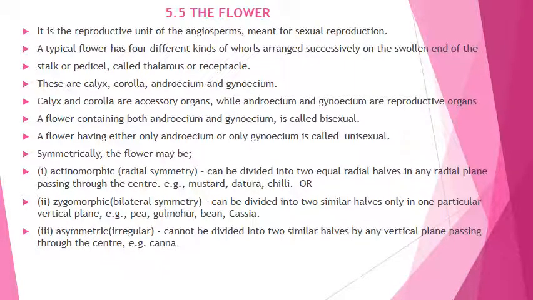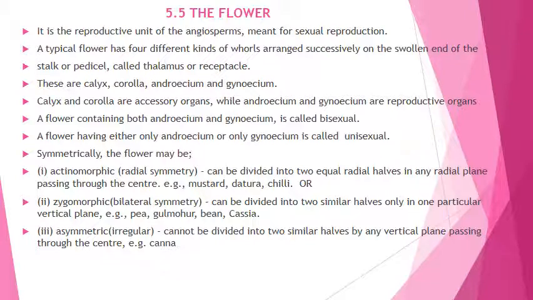Now when we discuss the flower, the first thing is that the flower is the reproductive unit of the angiosperm. Angiosperms are those plants which have flowers, and it is only meant for sexual reproduction and to attract insects. A typical flower has four different kinds of whorls arranged successively on the swollen end of the stalk or pedicel with which the flower is attached, and it is called the thalamus. These are calyx, corolla, androecium and gynoecium. Calyx and corolla are accessory organs, while androecium and gynoecium are reproductive organs.